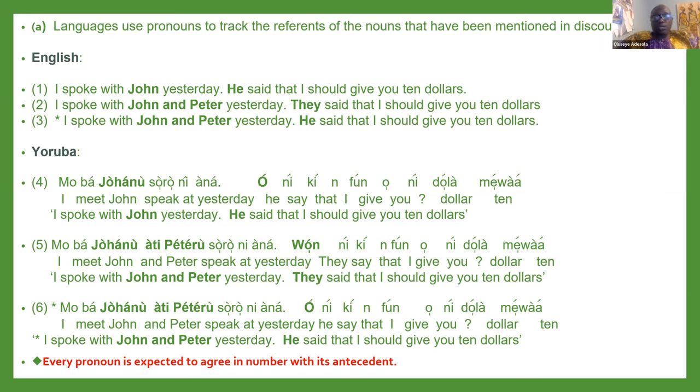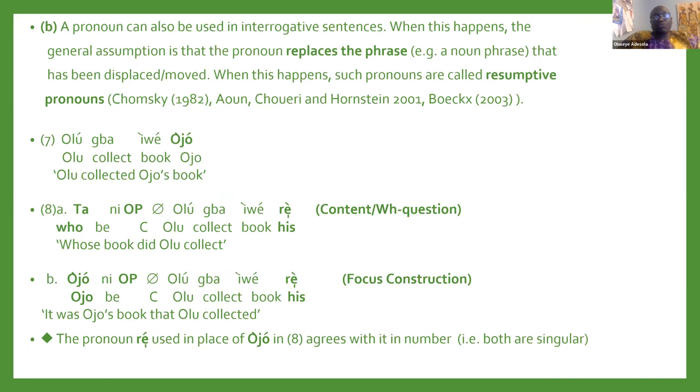So the conclusion from that would look like something saying every pronoun is expected to agree in number with its antecedent. So this doesn't say anything about resumptive pronouns, but it laid groundwork for us to understand how pronoun systems work generally in the language and also maybe in other languages.